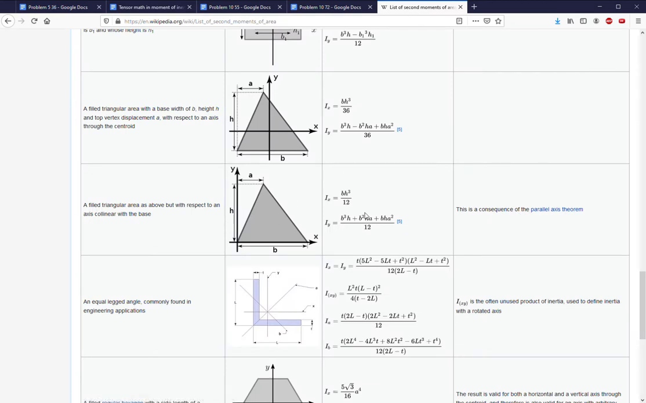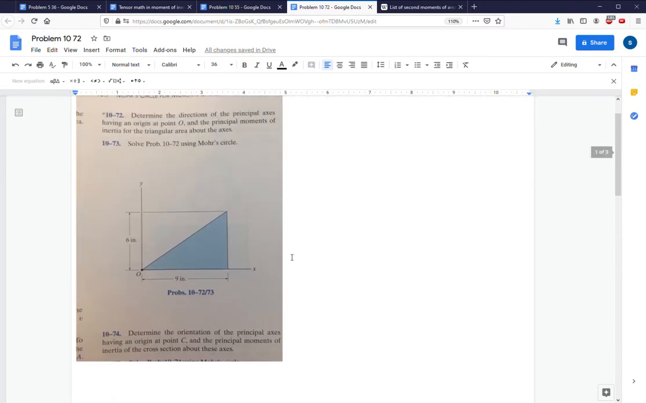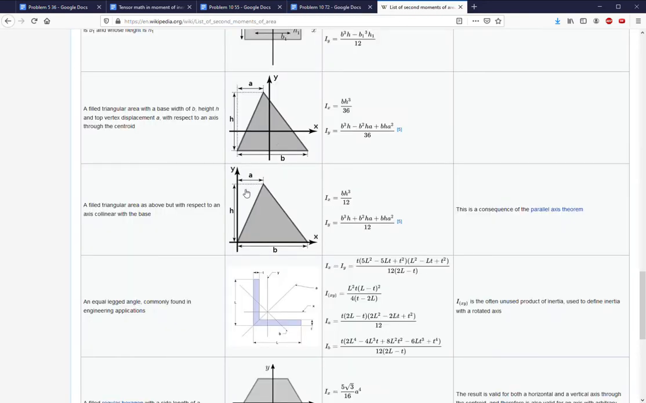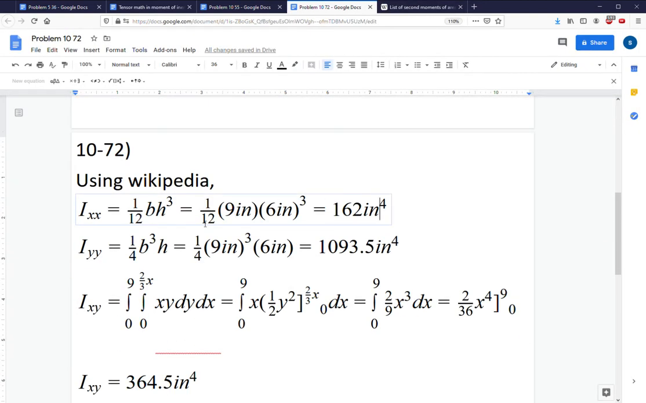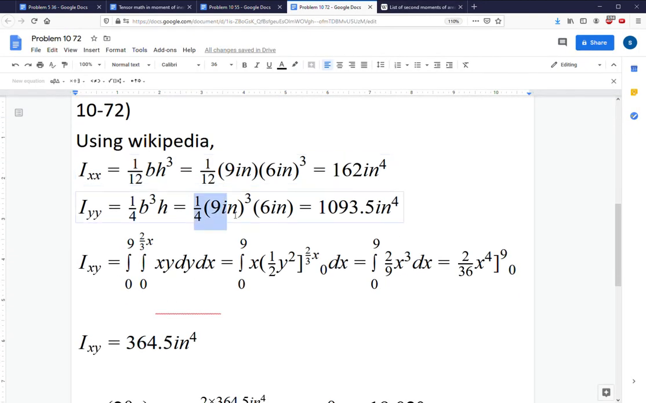Now for this formula for the y, that looks kind of complicated. But if you'll notice in this picture, we're dealing with a right triangle, which means that this distance right here, which Wikipedia is calling a, is equal to b. So this is b cubed h plus b cubed h plus b cubed h. In other words, 3b cubed h over 12, or b cubed h over 4. So 1/4 times base of 9 inches cubed times height of 6 inches gives 1093.5 inches to the 4th power.